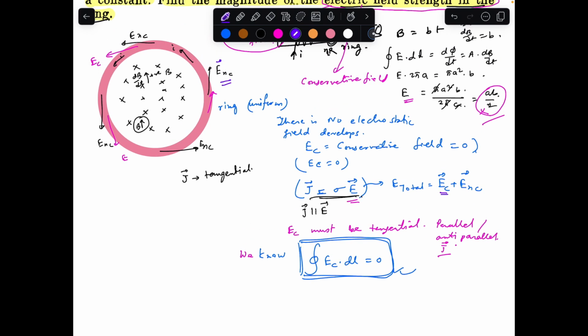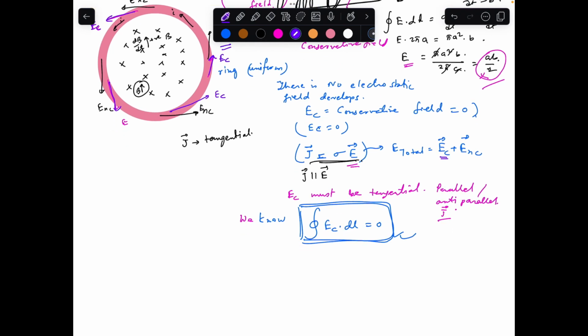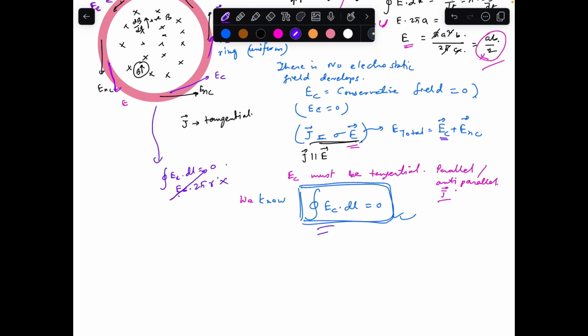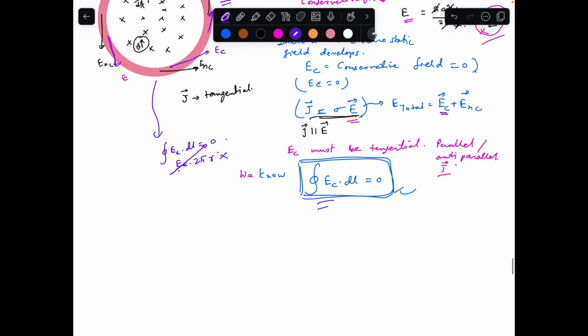Now, if I consider the conservative electric field as tangential here, and I go across the loop, will it be 0? No. So from here, I can write the closed integral of EC dot dl equal to the value of EC times 2 pi r. So this has to be 0. If this has to be 0, that means EC has to be 0. If it is non-zero, then it is not possible, correct? So there is no conservative field in this case, correct?